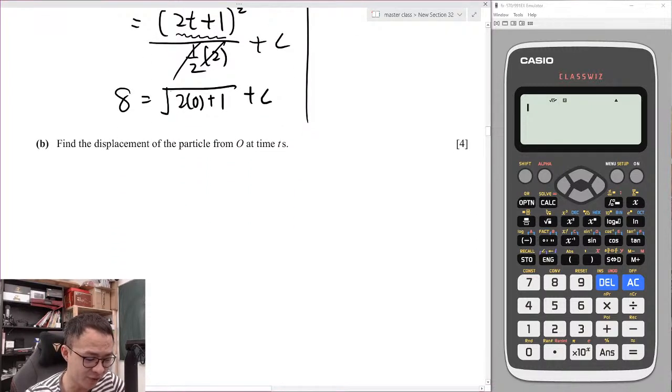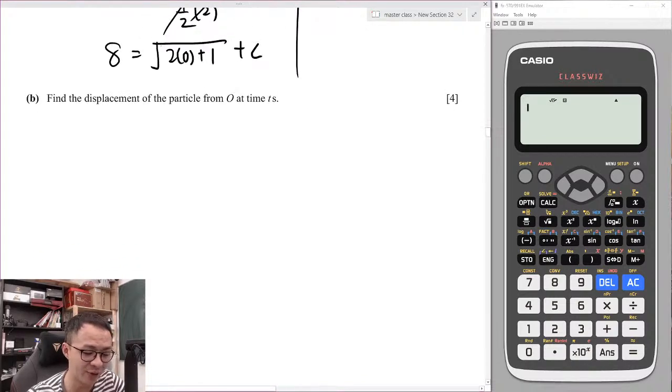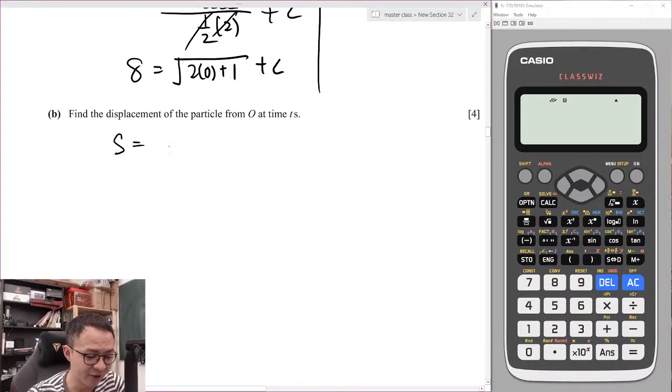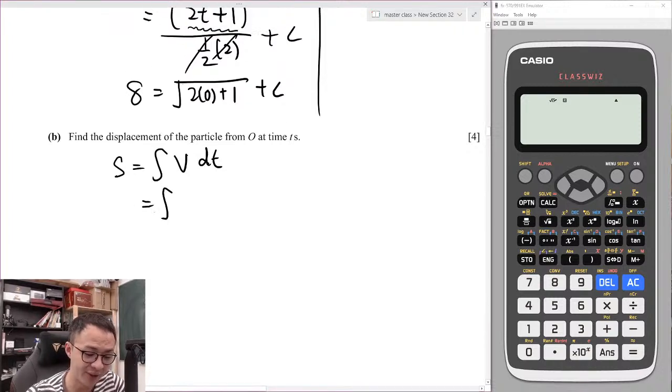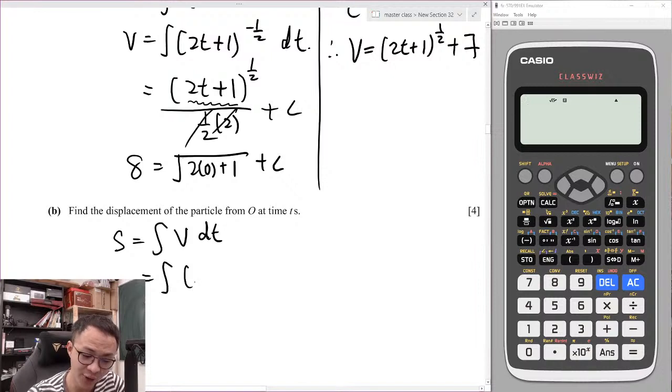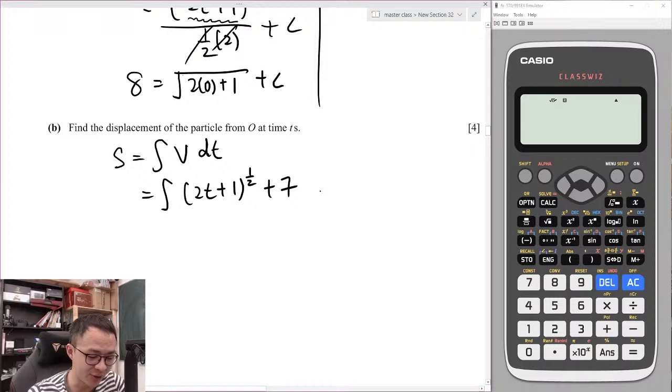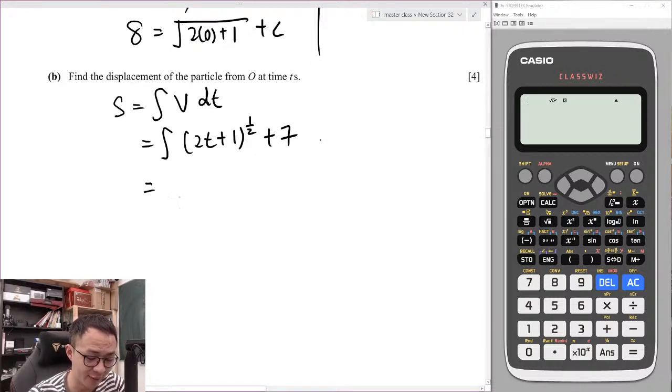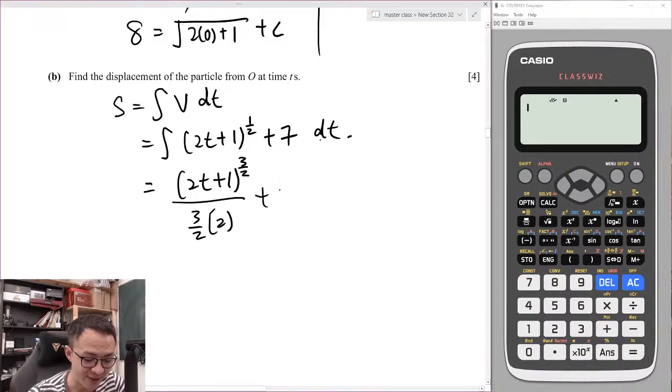Okay, then they ask you to find the displacement of the particle O from t. That means they want you to find the S equation. In order to find the S is integrate v dt, isn't it? So I will need to integrate my v, which is (2t plus 1) power half plus 7. Alright, so if I integrate this one, I will just do the same thing, power plus 1, which is 3 over 2, divided by 3 over 2. Differentiate inside right at the bottom, plus 7t.